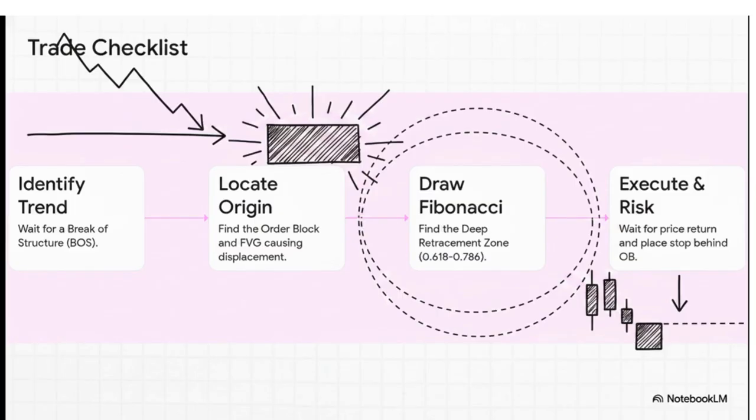Step 3. Draw your Fibonacci from the swing low to the swing high to identify your deep retracement zone. And finally, Step 4. You wait. You simply wait for the price to efficiently return to that overlapping zone, you look for a rejection candle, you execute your entry, and you place your stop loss safely behind the order block. By strictly following these 4 steps, you are aligning your capital with the dominant flow and executing with the icy discipline of a senior trading desk analyst.